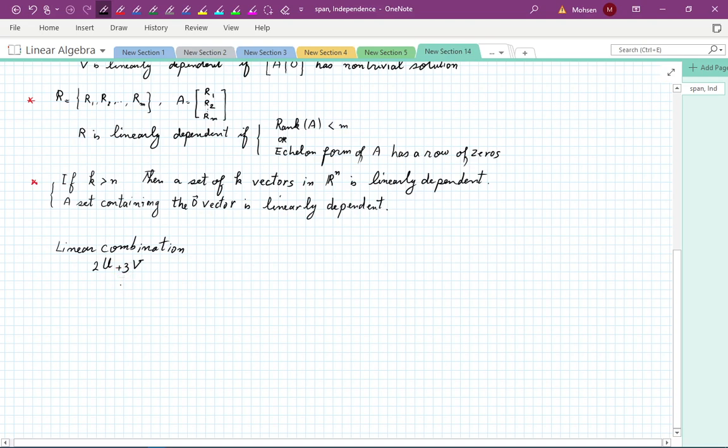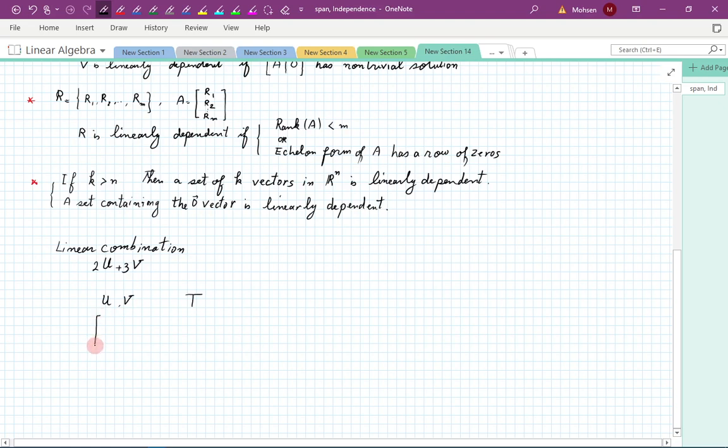Now the next level question is, if I have some vectors, say u and v and maybe some others, out of these, can I build a certain other vector? Let's call it t. So u is given, v is given, and t is given. We want to know if t can be built from u and v.